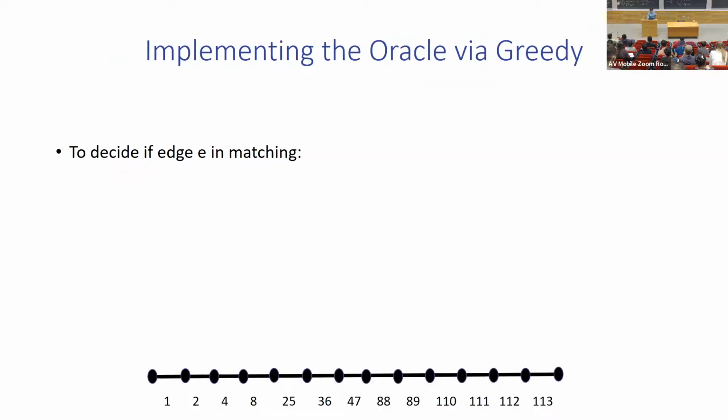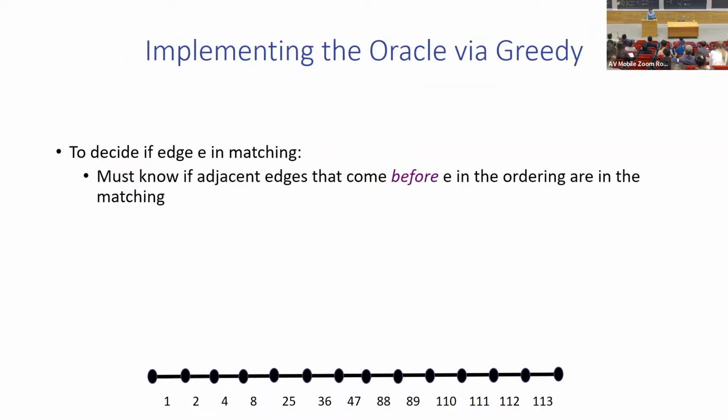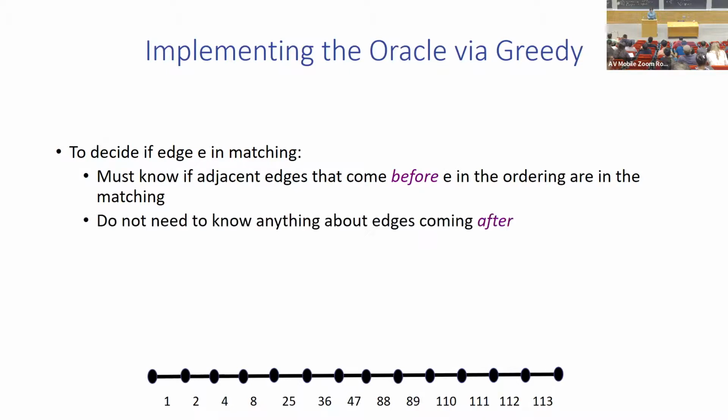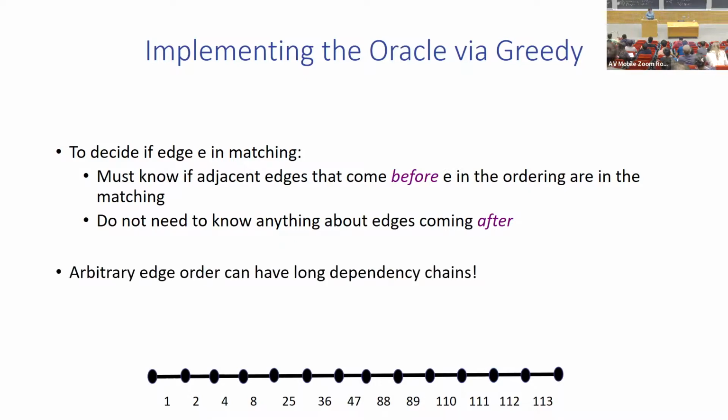All right. So now to decide if edge E is in the matching, I need to know what happened to all the adjacent edges that came before E in the ordering. I need to know if they're in or out of the matching. But I don't need to know anything about edges that come after. And the problem is an arbitrary edge order can have really long dependency chains.